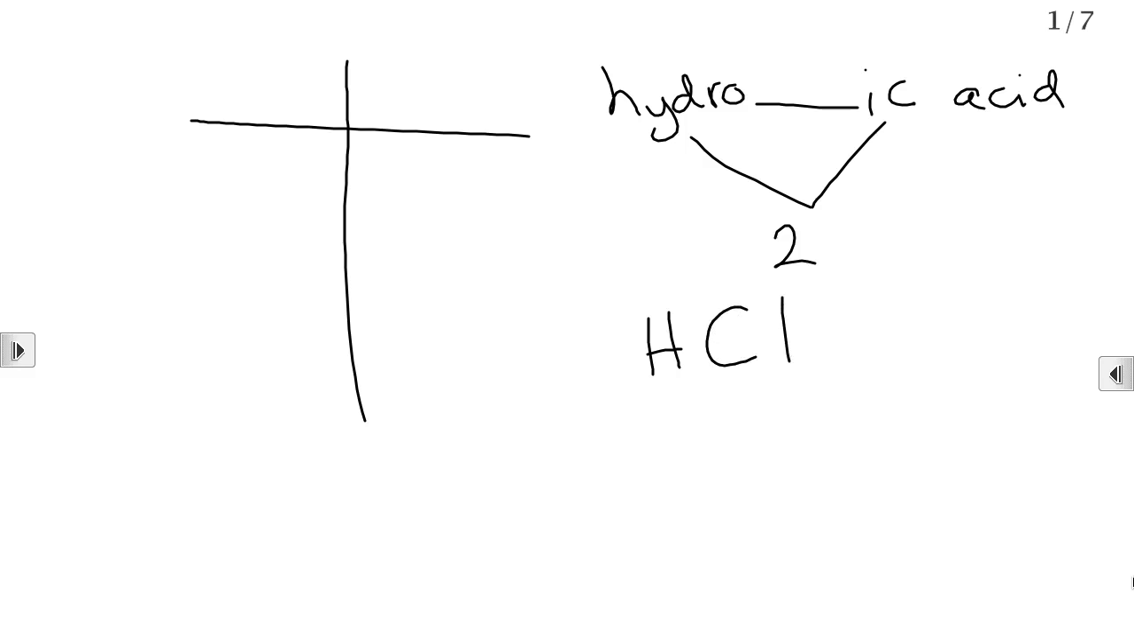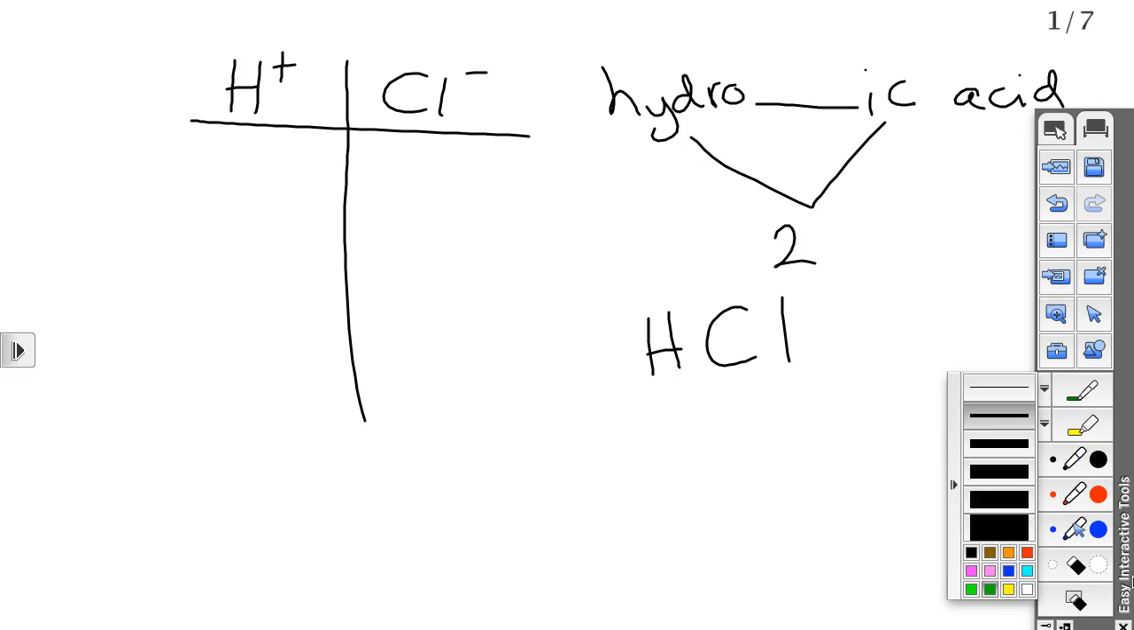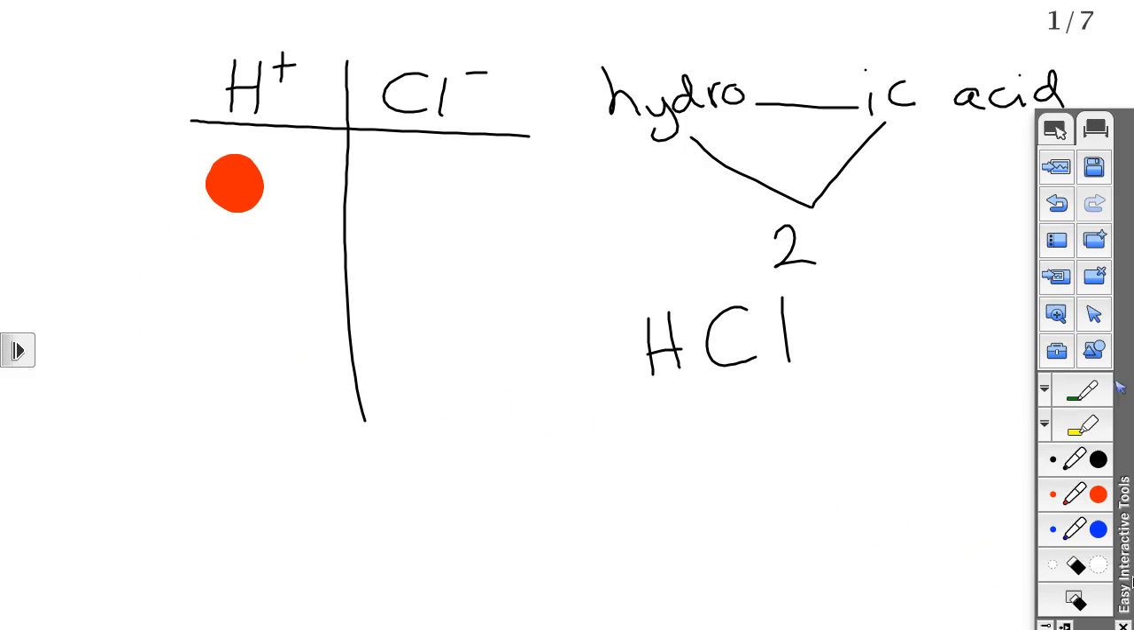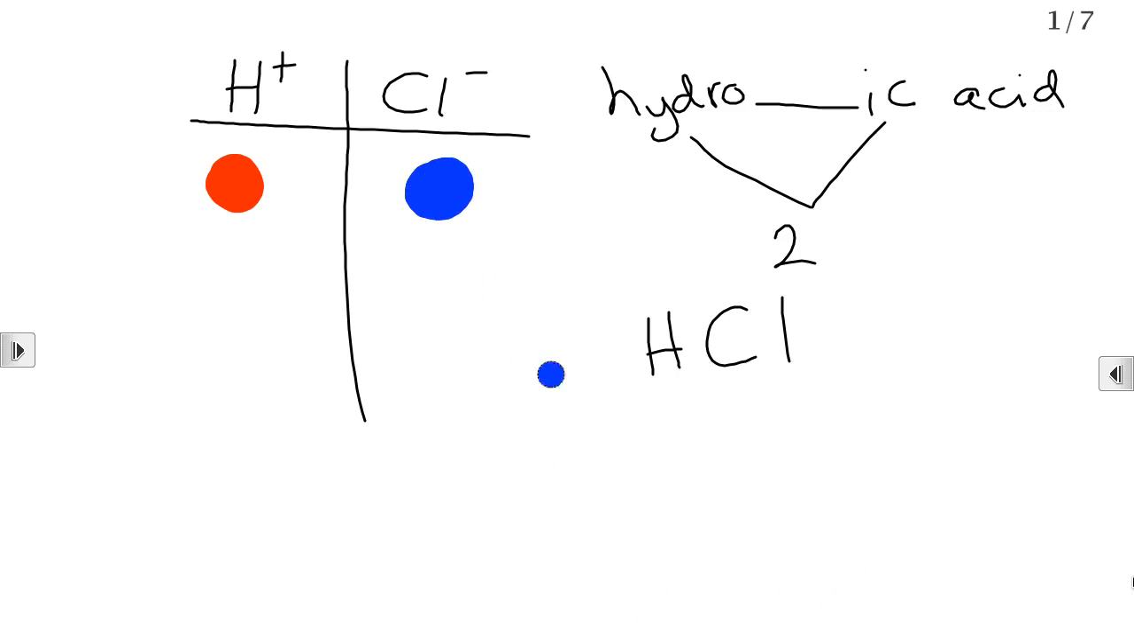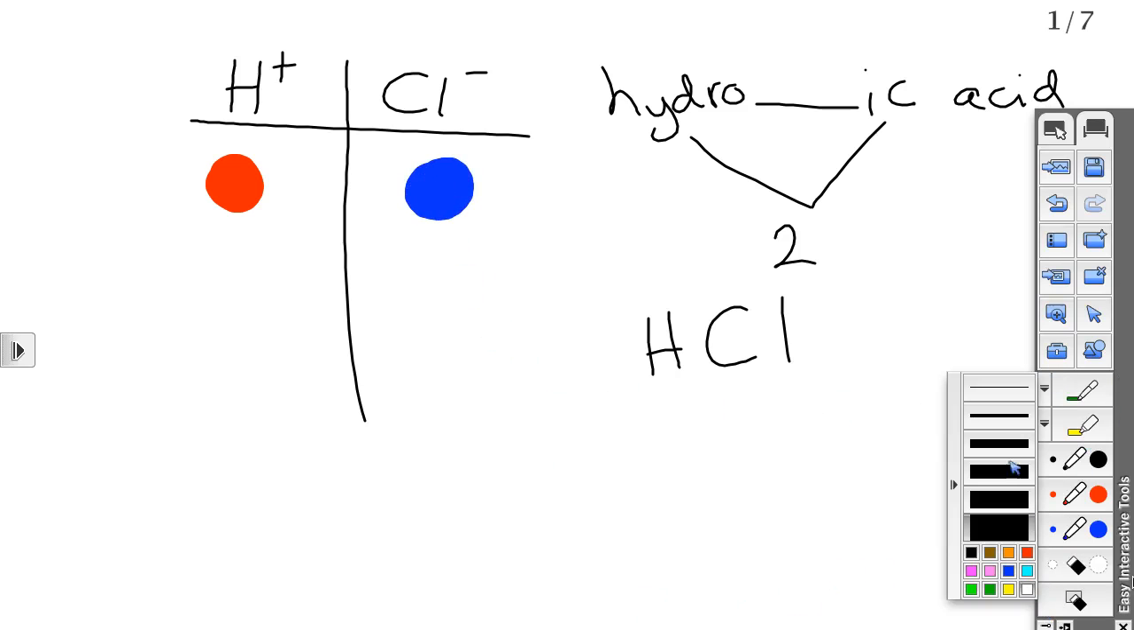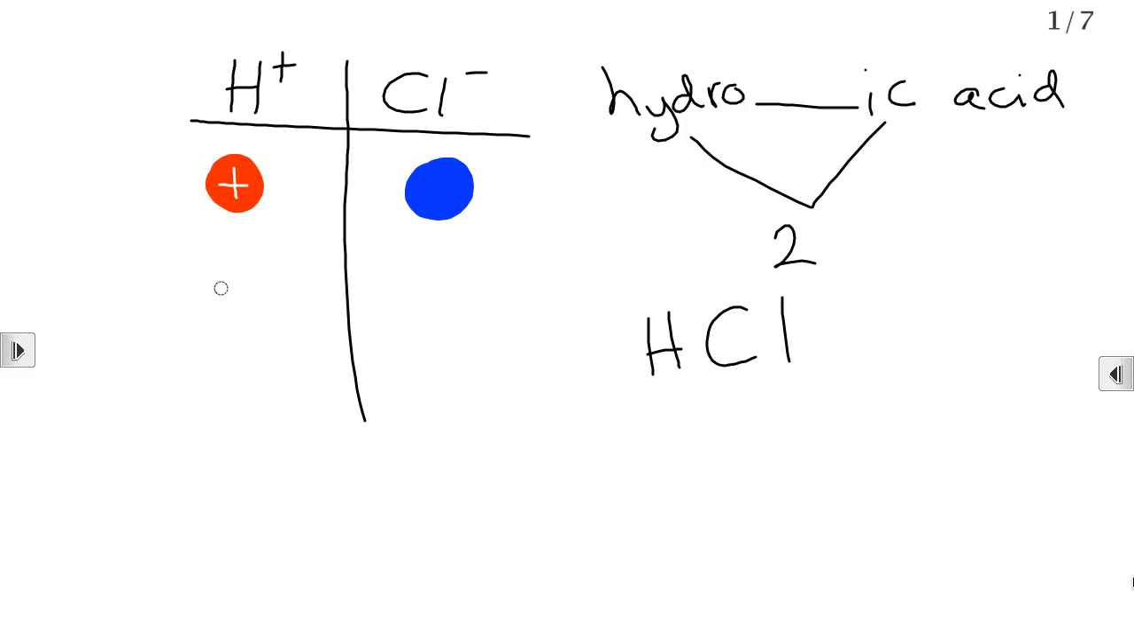So if you see hydro and ic, it's probably H and then something from the periodic table. Now, hydrogen is 1 plus, and chlorine is 1 minus. So with the acids, you do have to do this. And so what I should have done, I'm learning about these little circles and how helpful they are. So if that's hydrogen and this is chlorine, and if we look at the charges, this is 1 plus and this is 1 minus. Are my charges going to neutralize?